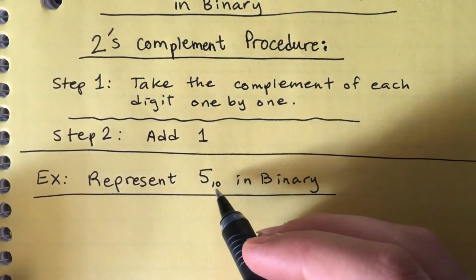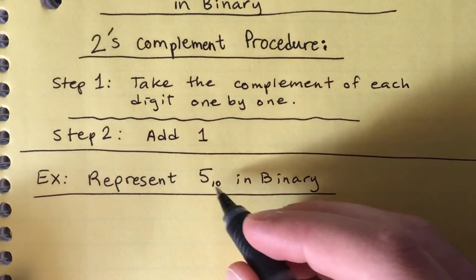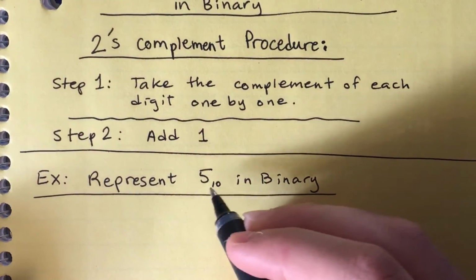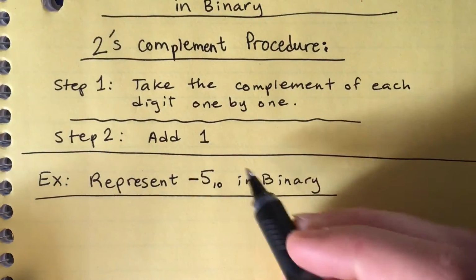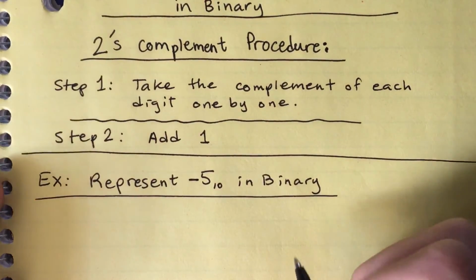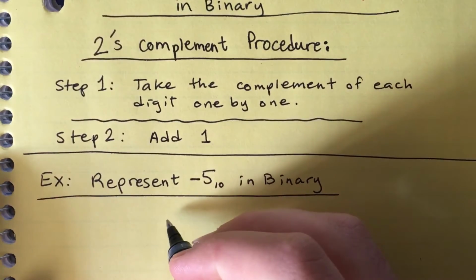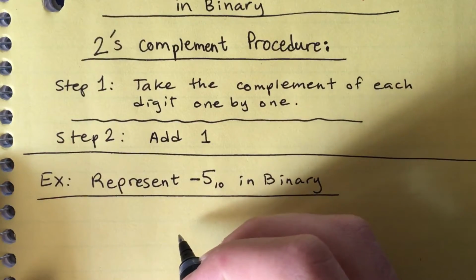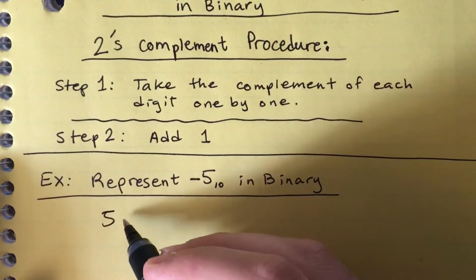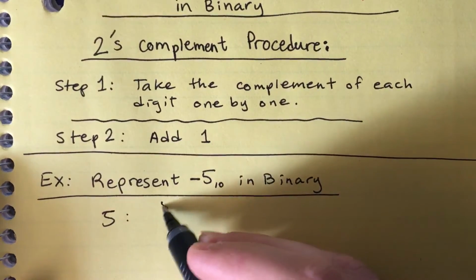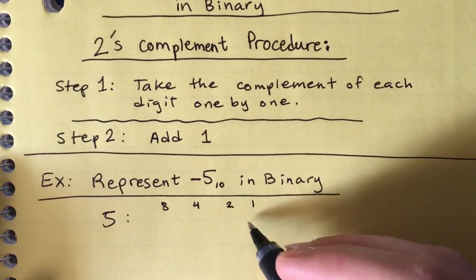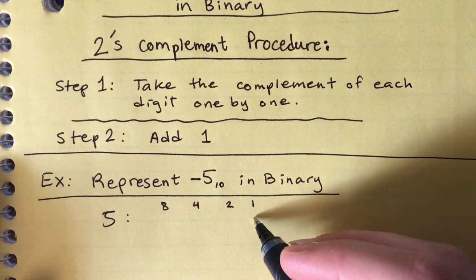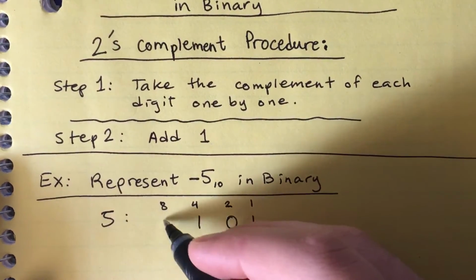So we have the number 5 that's in decimal form. Okay, I put that little subscript 10. So 5, we're going to represent it, or I should have said negative 5. So negative 5, we're going to write it in binary. So to begin with, positive 5 would be written this way. So let's put this header on top. So 5 would be 0, 1, 0, 1.